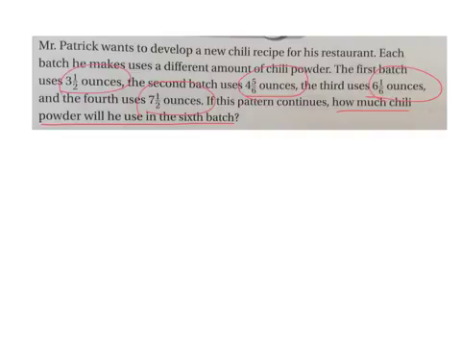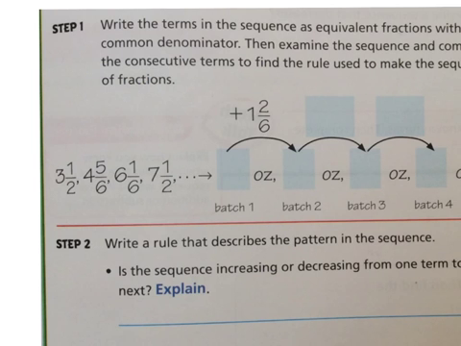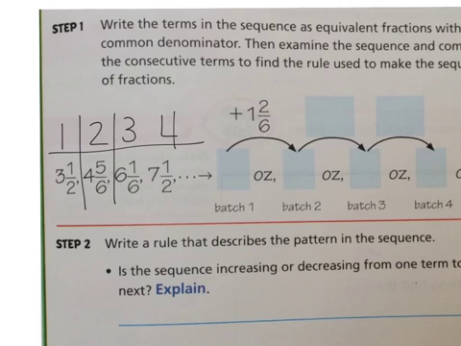Right. We can make a chart just like we did for our whole numbers to figure out what the pattern is. Okay? The first batch, he used 3½. In the second batch, he uses 4 5/6. In the third batch, he uses 6 1/6 ounces. And in the fourth batch, he used 7½ ounces. Now, go ahead and write these numbers in order in a chart like this in your notebook to take good notes.